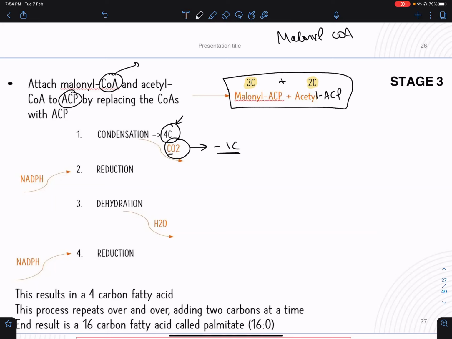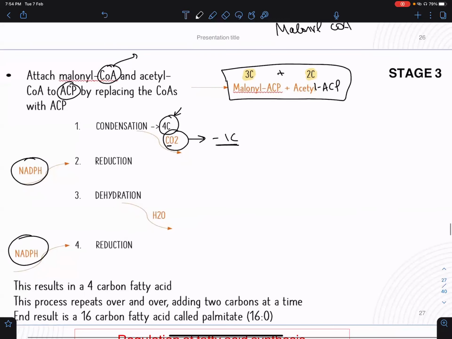Now, then they undergo reduction, okay? Reduction is just a gain of electrons, with the help of NADPH. This is where NADPH comes into play, which was also one of the requirements. After reduction, they undergo dehydration. After dehydration, they undergo reduction again. So these 3 are really important.